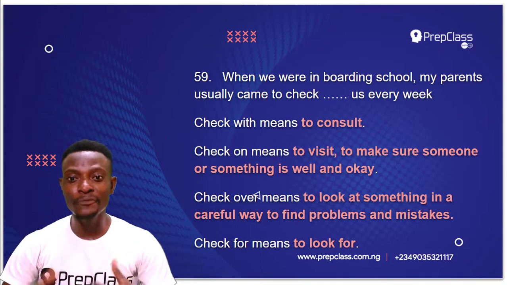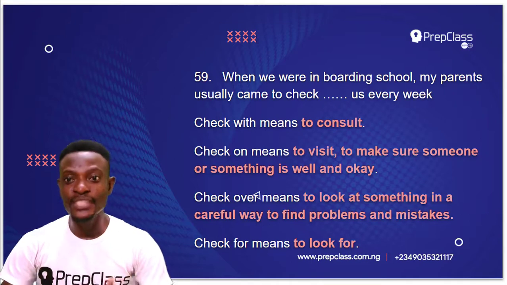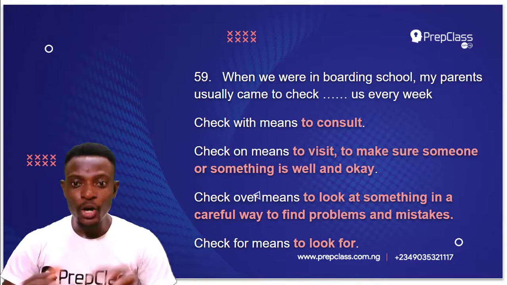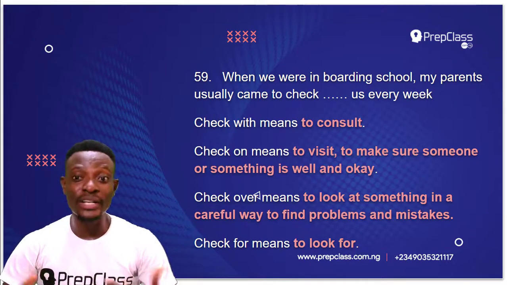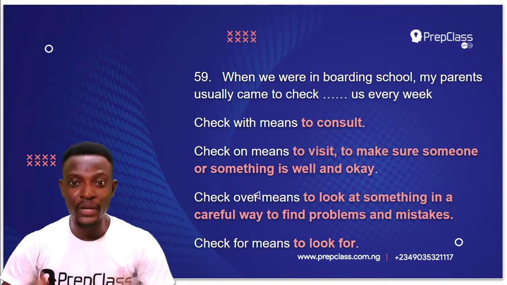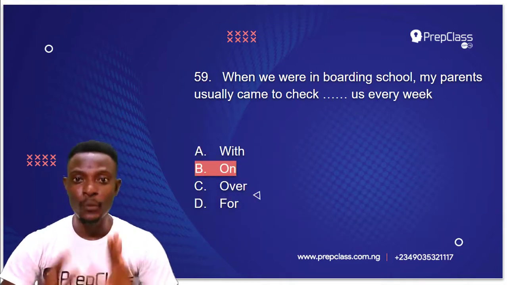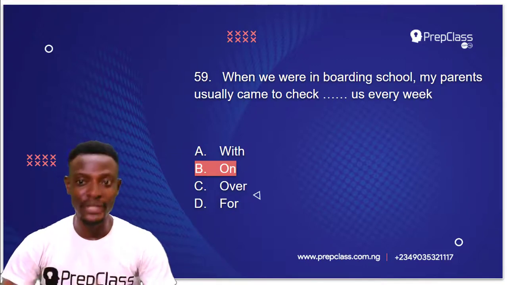Check on means to visit. When we were in boarding school, my parents usually came to visit us every week. Check on means to make sure someone or something is well and okay. When we were in boarding school, my parents usually came to check on us to make sure we are okay and well. So the answer to this question is option B. When we were in boarding school, my parents usually came to check on us every week.